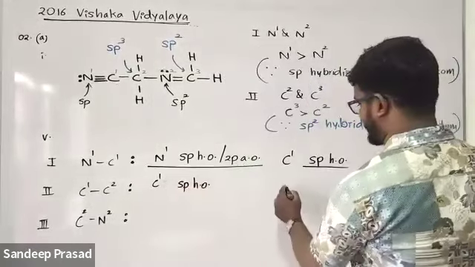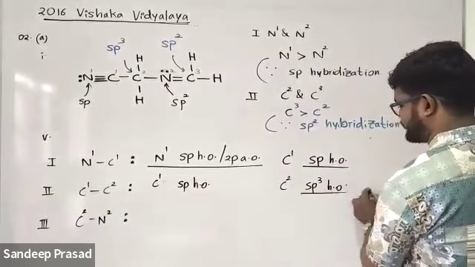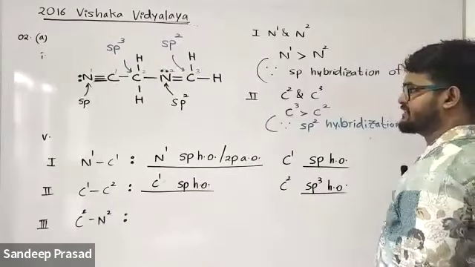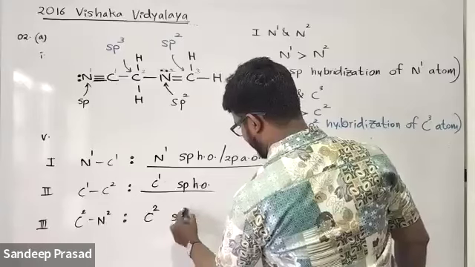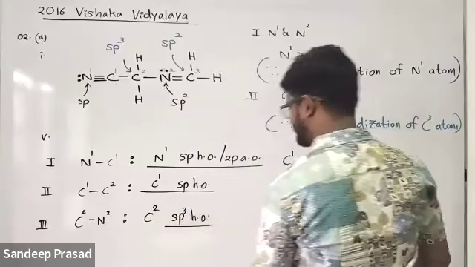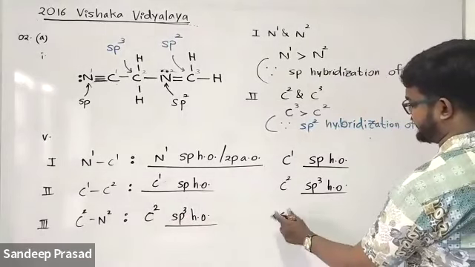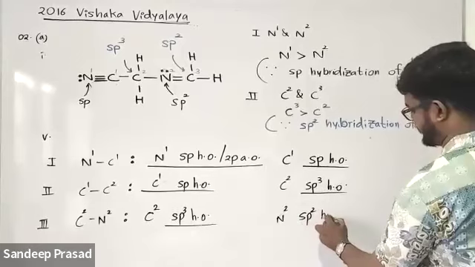And what about the second carbon atom? sp3 hybrid orbital. Second carbon atom and the second nitrogen atom. Second carbon atom, sp3 hybrid orbital. Second nitrogen atom is definitely that should be sp2 hybrid orbital.